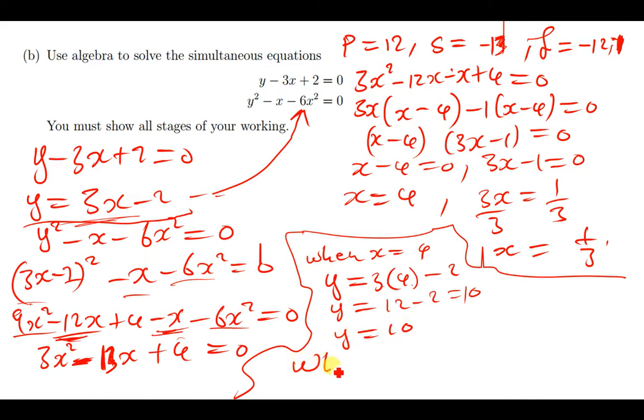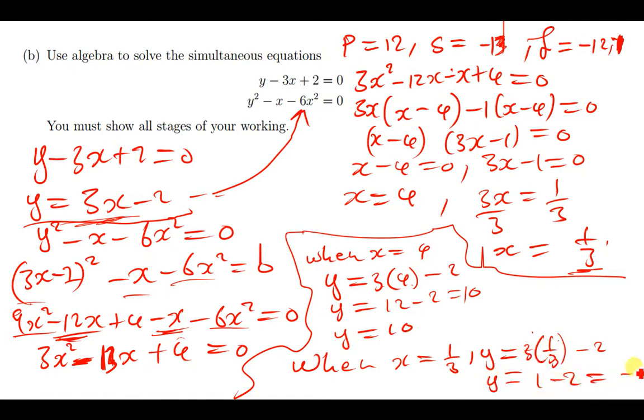And then when x is equal to 1 over 3, y is just going to be equal to, we put 1 over 3 where there's x there. So we say 3 times 1 over 3 minus 2. So y will therefore be equal to 3 times 1 over 3, this is 1, minus 2, the answer is negative 1. So when x is equal to 1 over 3, the value of y is simply negative 1. Hence you write your final answers.